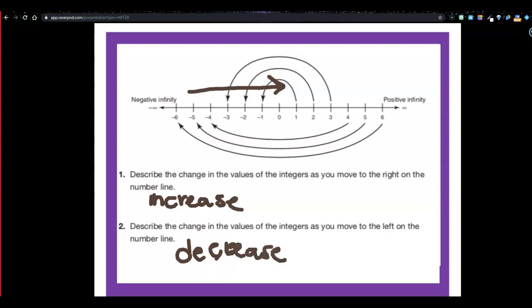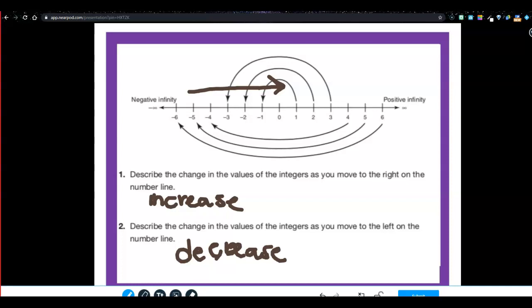D-E-C-R-E-A-S-E. So we increase, and when we go in the positive direction, you're going to hear me talk about the positive direction, we're getting bigger. When we go in the negative direction, we're getting smaller.